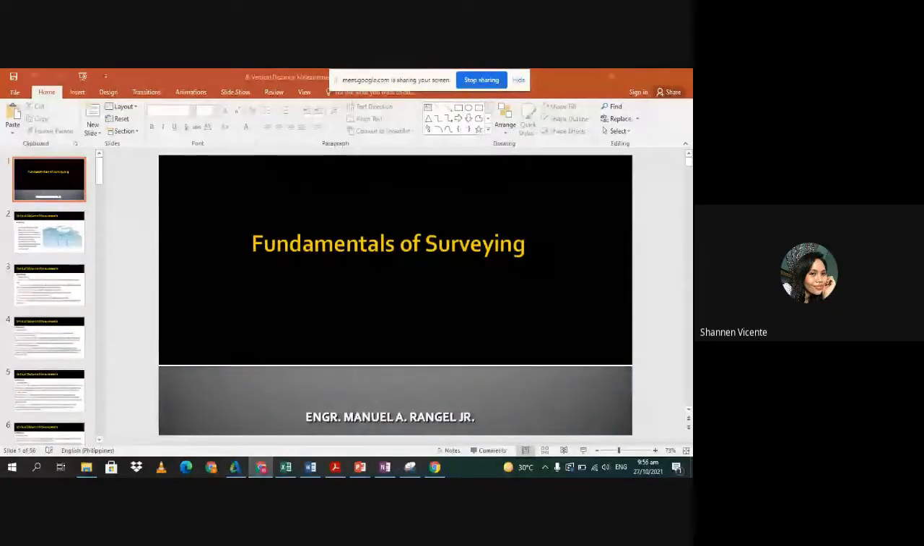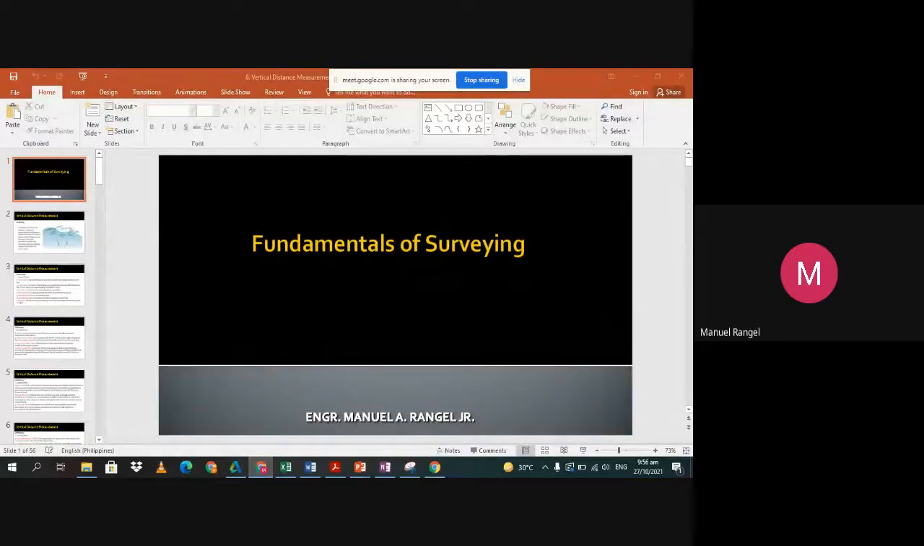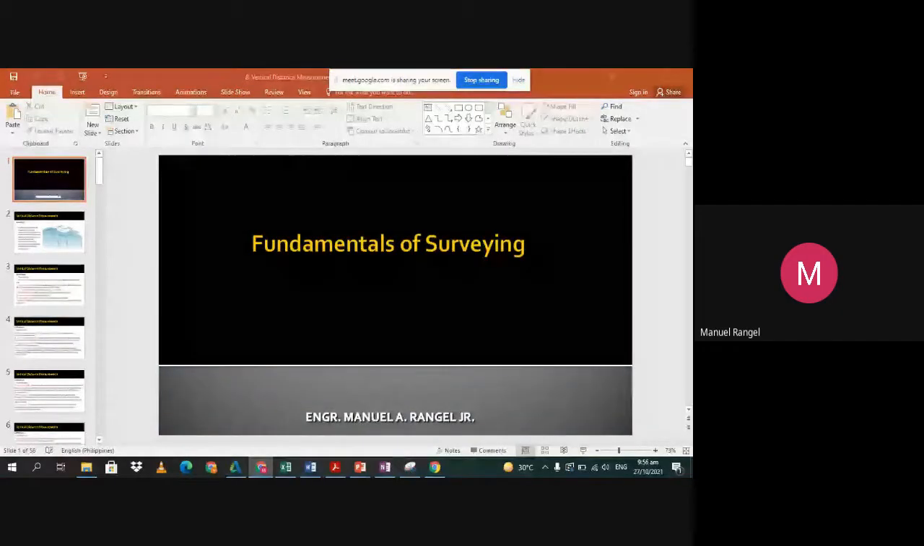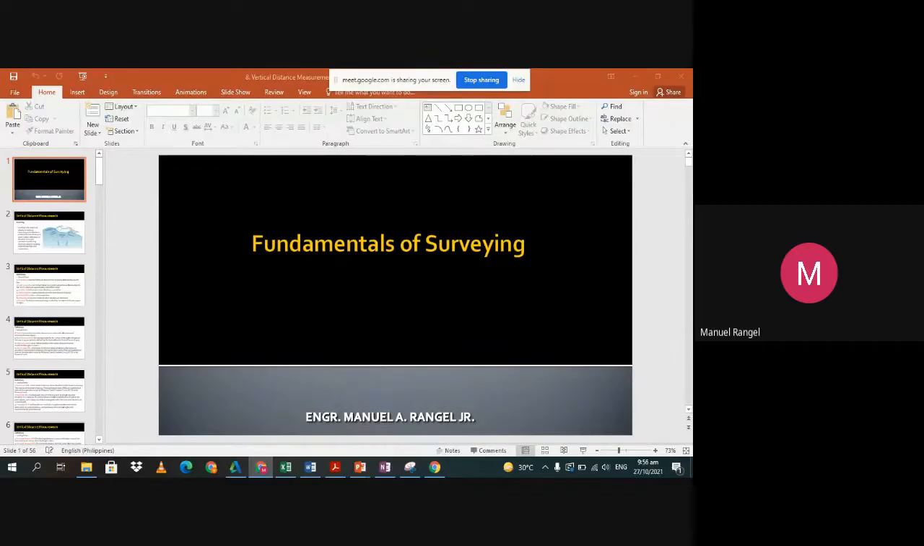Okay, extended to 10 a.m. Last na jud, 10. This seatwork is plus 10 points on the prelim exam.